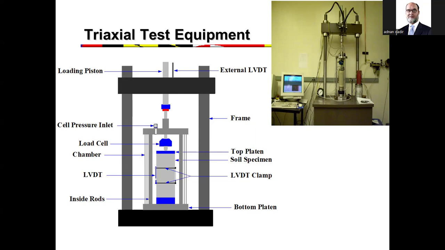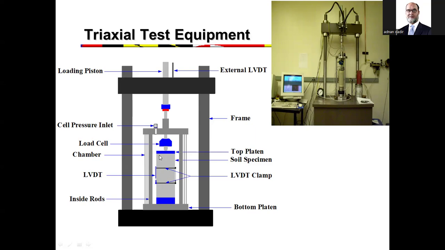And there is a load cell. Obviously, whatever load you apply, it is transformed into pressure, and this load cell will give you that load. And there's a chamber, and within that chamber, you will see LVDTs are also connected to measure the strain that is being created within the soil. And then there is obviously a clamp to hold that LVDT.